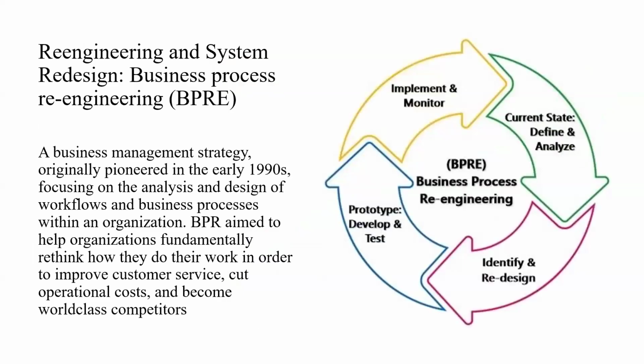And for that, then there's something not really new, but used mainly, newer in the market: business process reengineering, where you look at the whole strategy, 1990s, aimed to help organizations fundamentally rethink how they do their work in order to improve customer service, cut operational costs, and become world-class competitors. So that's another model, which is also used as a prototype.